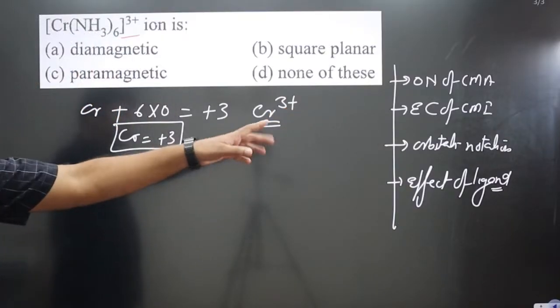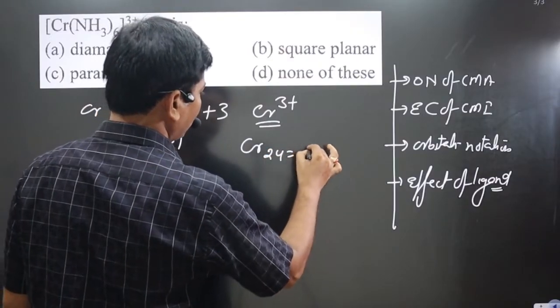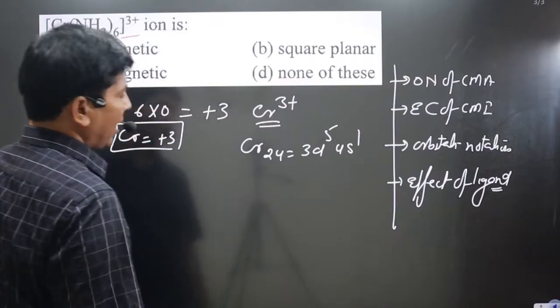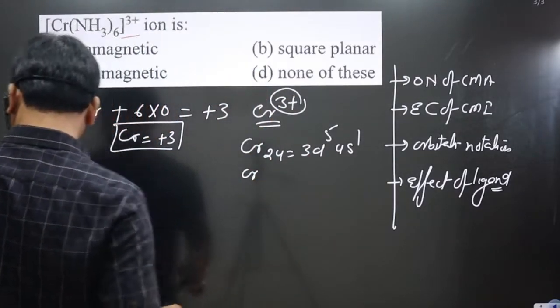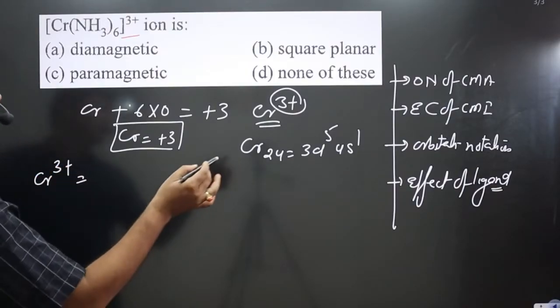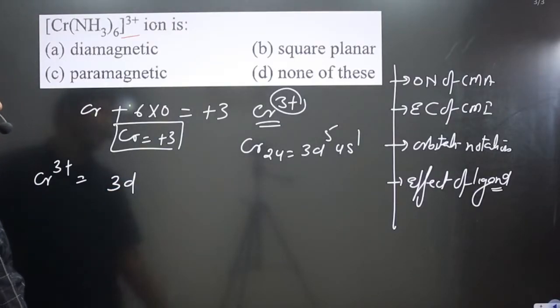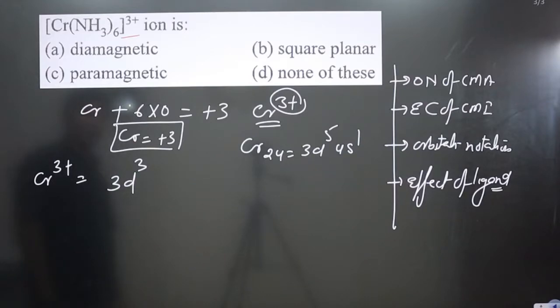For this we have to write the electronic configuration. Chromium has atomic number 24, and the outermost electronic configuration is 3d5 4s1. It is losing how many electrons? 3 electrons. Then Cr3+ will have the electronic configuration, losing 3 electrons, 3d3. Okay, 3d3 is there.